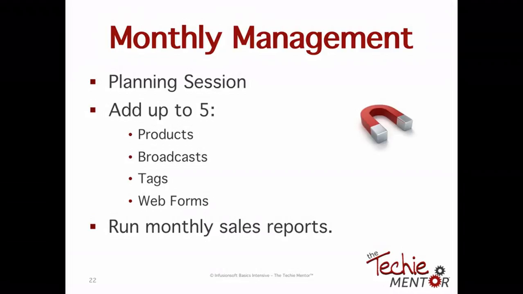And this is just an example. Every month they're going to pay me $500 to do the following things. And this is not how much it is. It's just a number I'm going to throw out. Every month I'll add up to 5 of the following things. I'll add up to 5 products, 5 broadcasts, 5 tags, and 5 web forms, right? And I can actually set up and configure up to 5, because there is configuration that needs to be done with web forms. And then I'll also run your monthly sales reports. So once a month, I'll run the sales report for you and then deliver it to you.